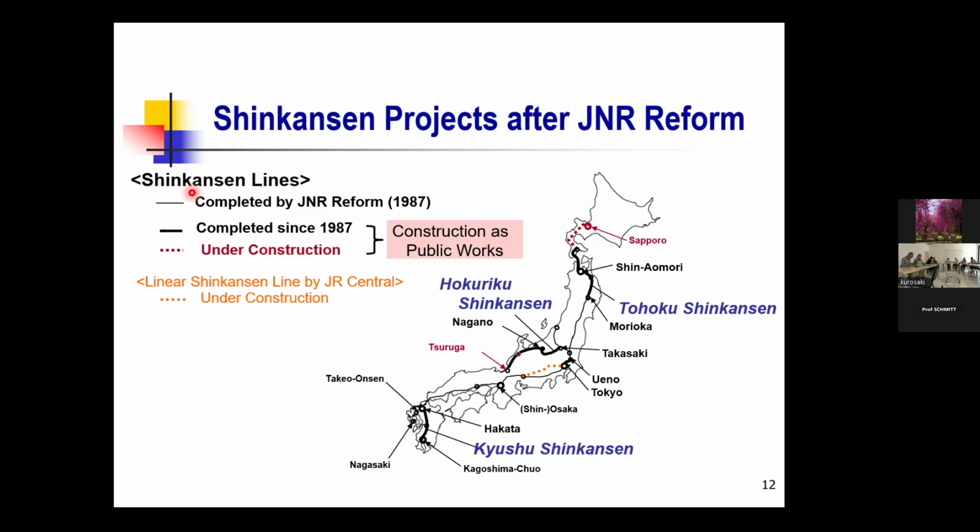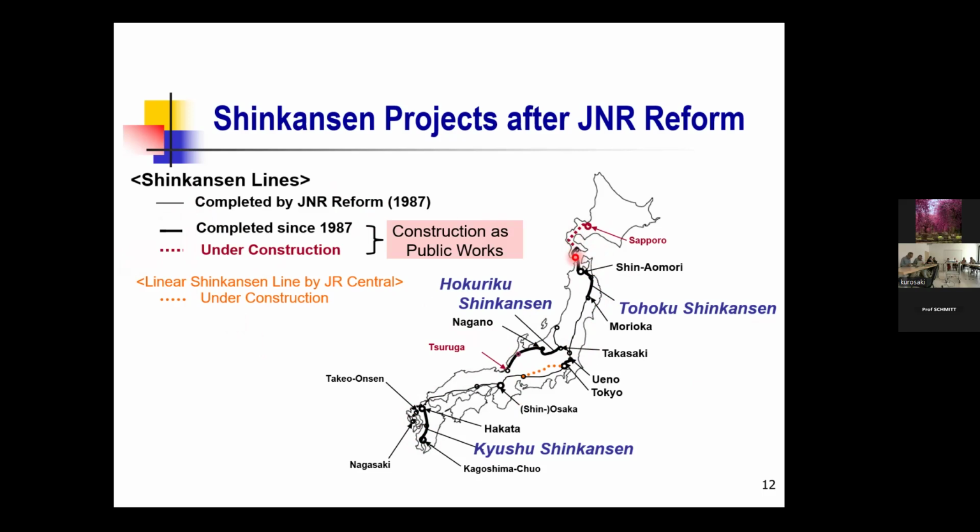As several local governments wanted to introduce Shinkansen lines to their cities, construction of Shinkansen have been continued even after JNR reform in 1987. Black thick line shows the Shinkansen lines, which were completed since 1987. And the red dot line shows the lines under construction.